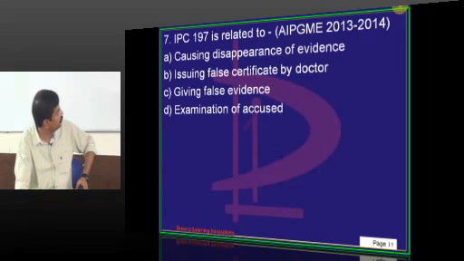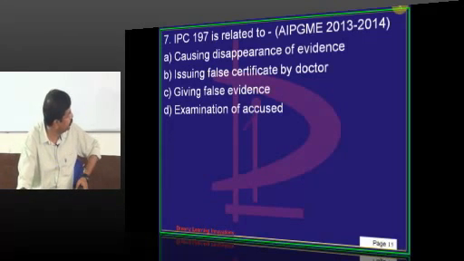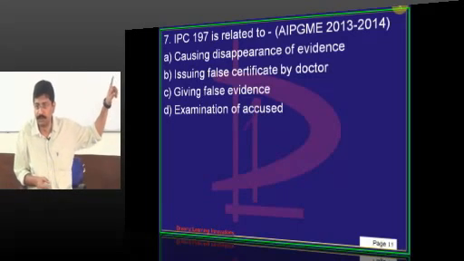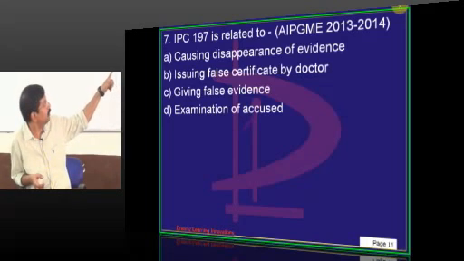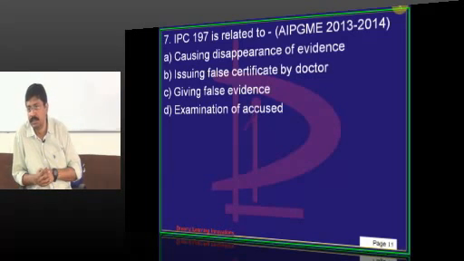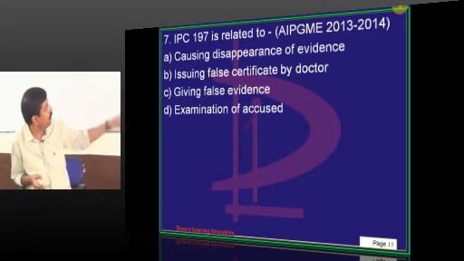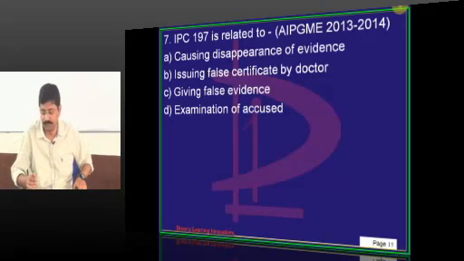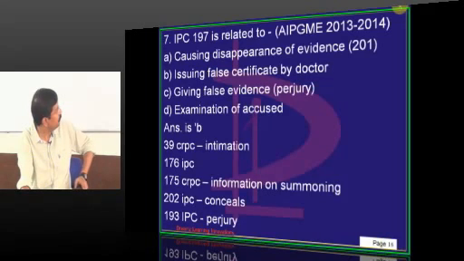(197) is related to causing disappearance of evidence, issuing false certificate by doctor, giving false evidence, examination of accused. Already from the previous questions you can clearly say one of the options, giving false evidence. Giving false evidence comes under 191. 191 is giving false evidence. 192 is fabricating false evidence. 193 is punishment for giving or fabricating false evidence. Okay. So giving false evidence, C is ruled out. Okay. Causing disappearance of evidence. Okay. There is a disappearance of evidence as well as examination of accused. So it is issuing of false certificate.